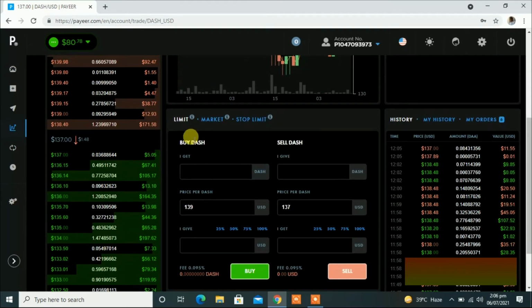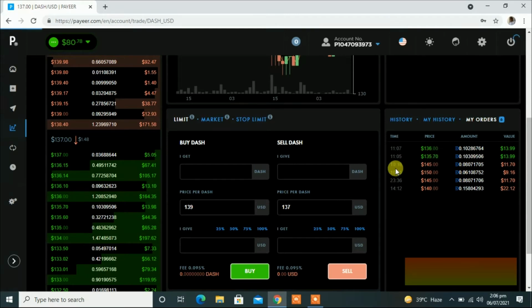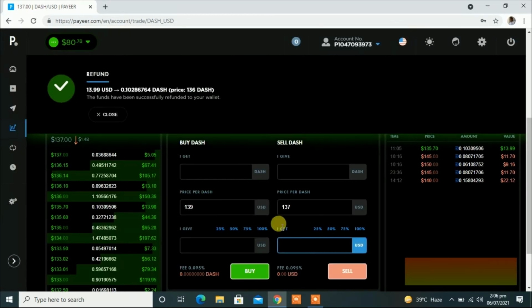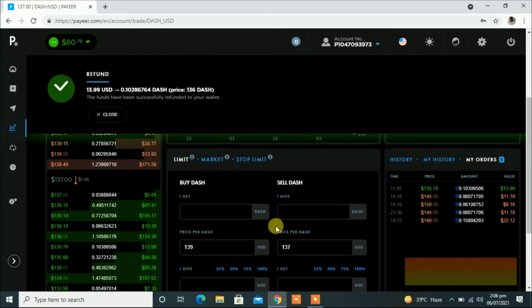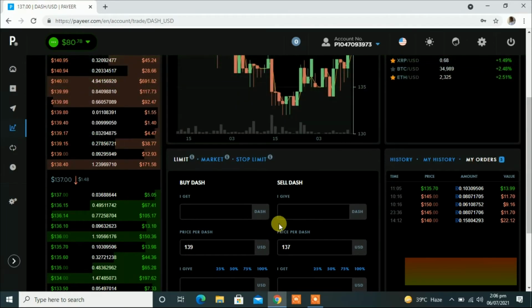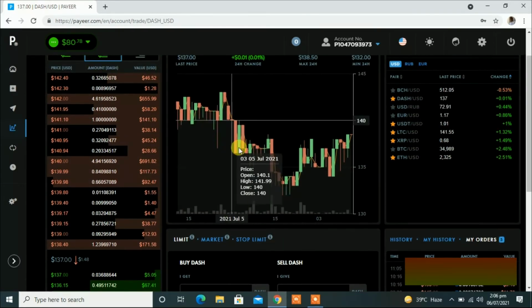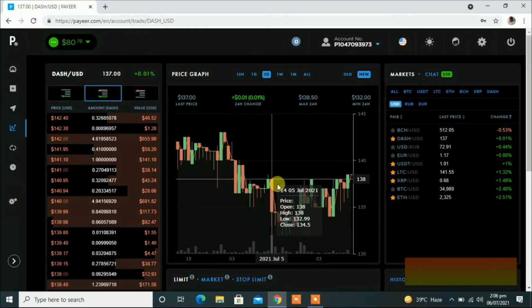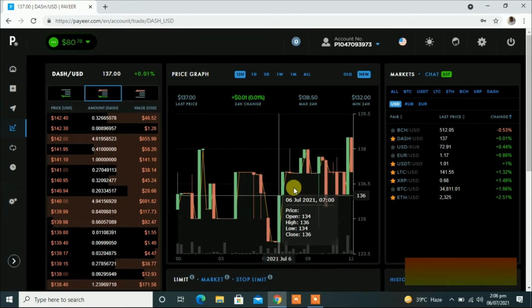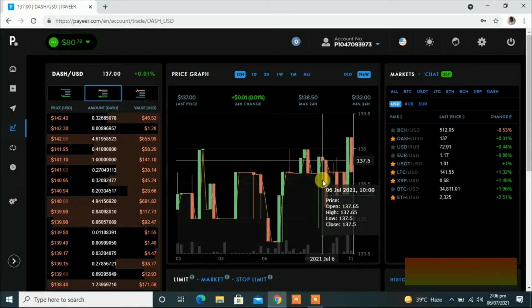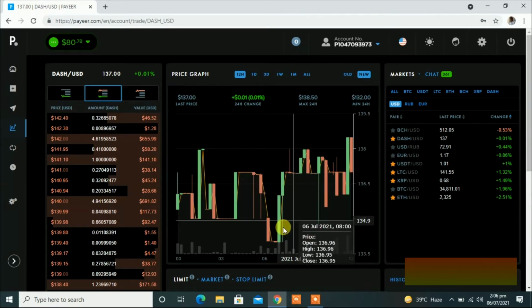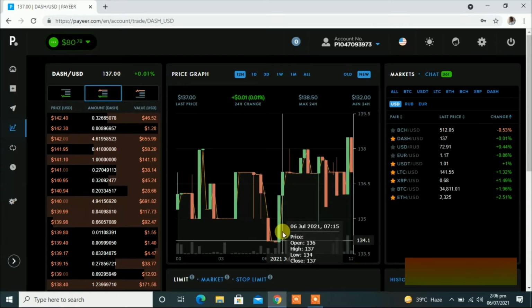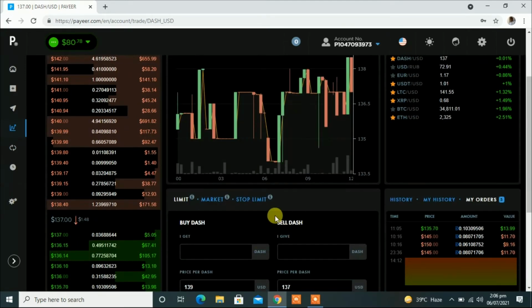Here I can buy and sell Dash. If you want to buy and sell Dash, you will need to buy at a low price and sell at a higher price. Here you will see the chart. This chart indicates the price. From this chart you can understand the movement of price. Price sometimes goes up and sometimes comes down. When the price comes down you can buy, and when the price goes up you can sell, and from this buying and selling you can earn some money.